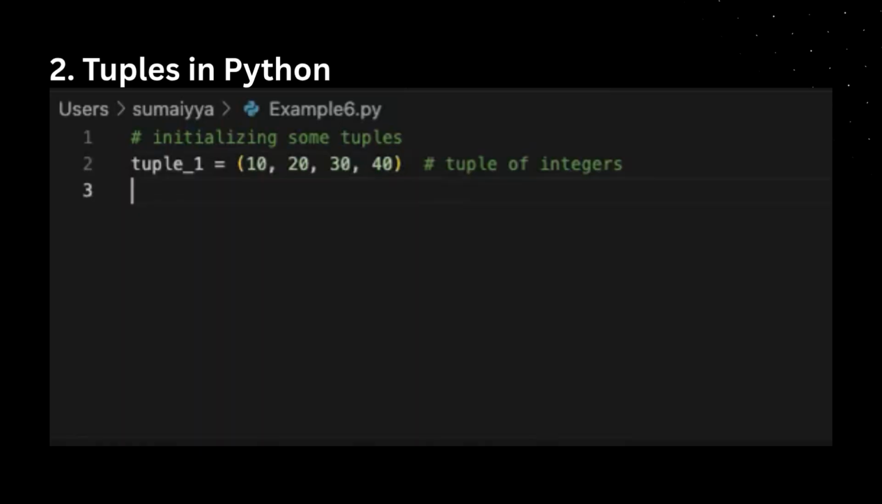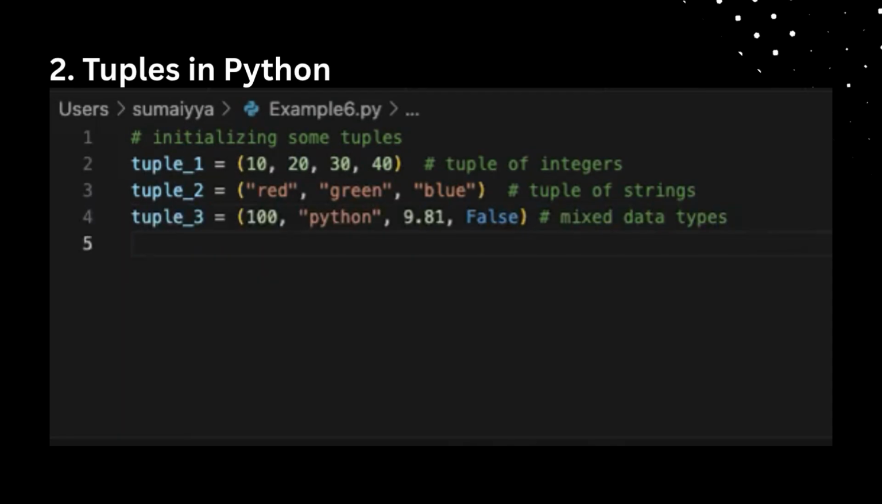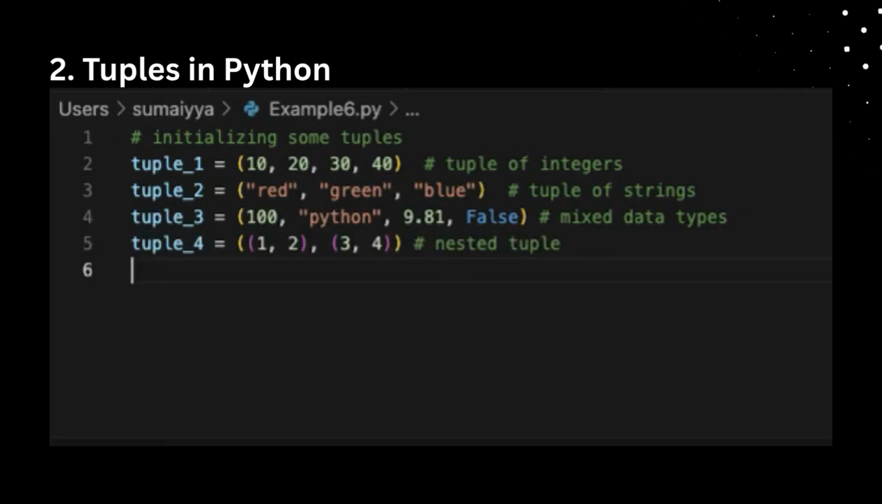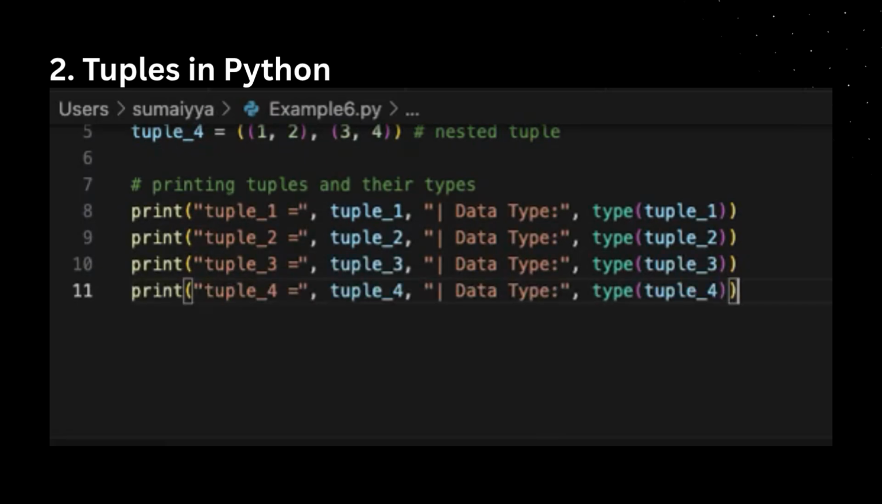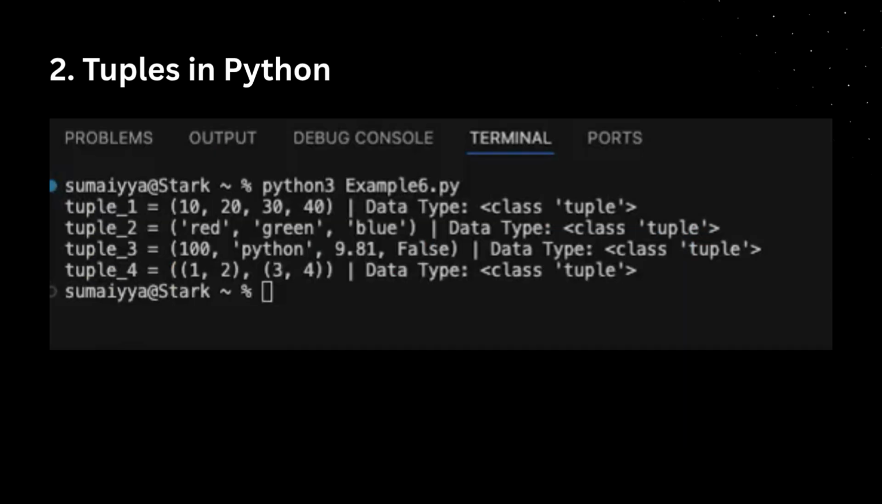Now let's see tuples in Python. A tuple is an ordered, immutable collection of elements. Tuples are defined using parentheses. Here, tuple 1 has integers, tuple 2 contains strings, tuple 3 has mixed data types, and tuple 4 is a nested tuple. When we check their types, Python identifies them as class tuple. Tuples are especially useful when we want to make sure that data remains unchanged.